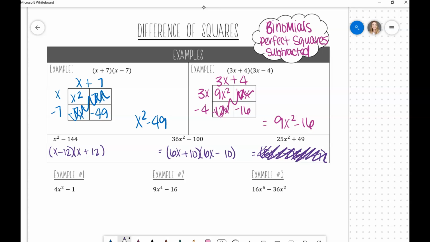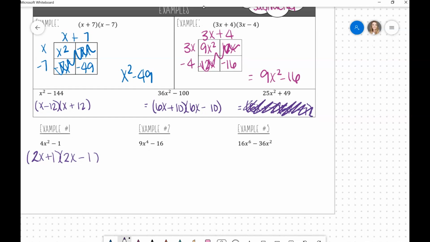So our last three examples, we have a 2x and a 2x, a 1 and a 1, positive and a negative. So don't forget that 1 is a perfect square also. With this one here, we have a 3x squared, 3x squared, 4, 4, positive, negative.